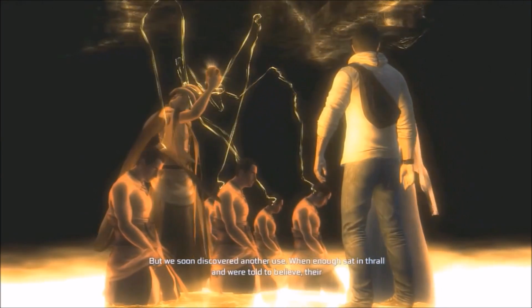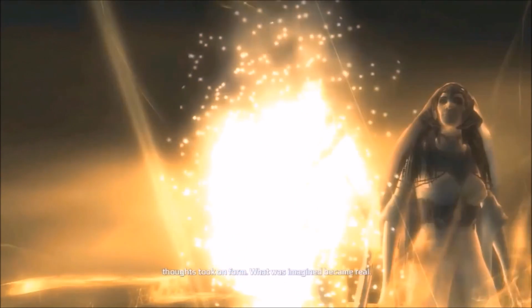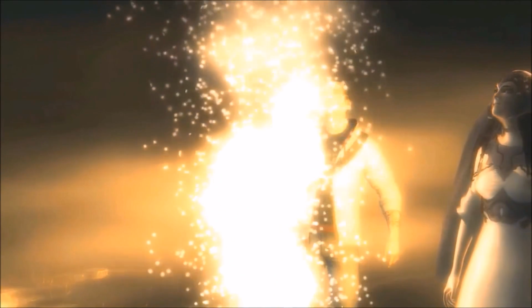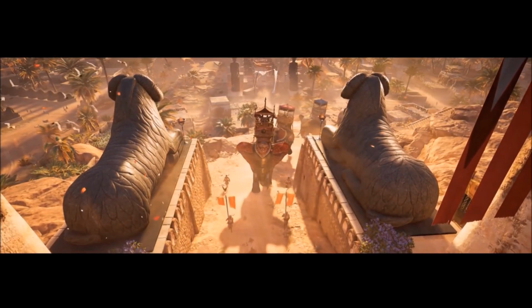And Juno mentioned to Desmond that the Isu discovered that the apples, with enough belief, could turn thoughts into reality in a literal way. Now that we have an understanding of some of the apple's power, let's explore Egypt during the time of the Pharaohs.